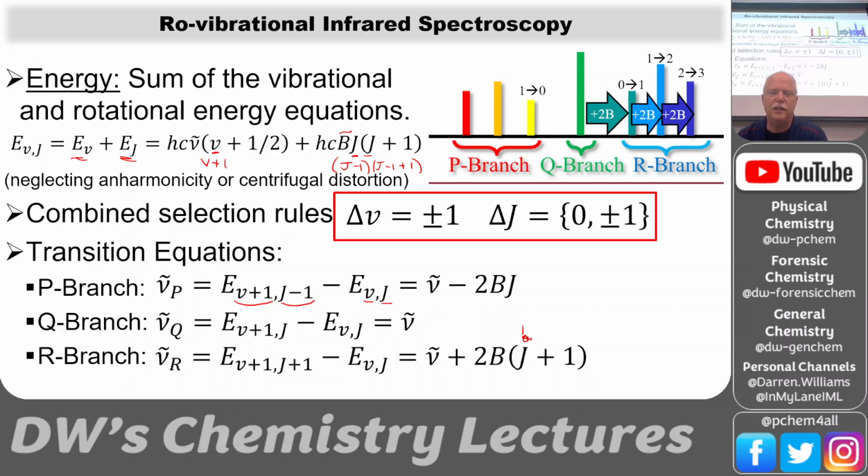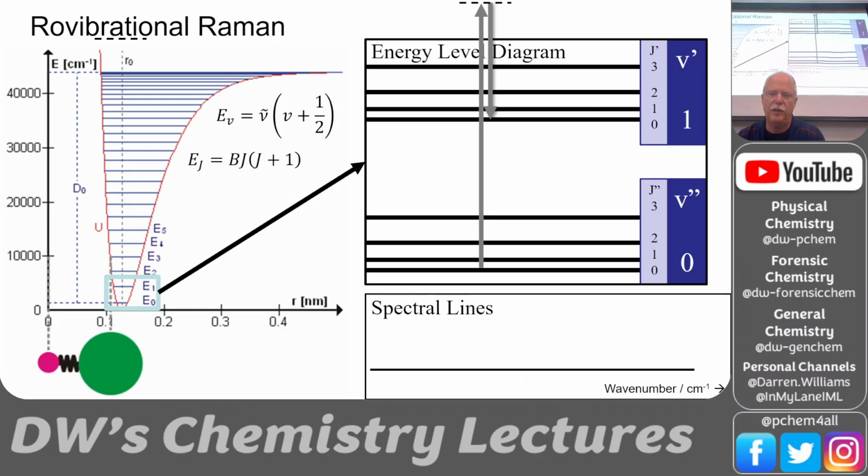If we go from 1 to 0, J starts out at 1. So we have the vibrational frequency minus 2B. And then if we subtract 2 of those, it's going to go down 4 B's, but that means there's a difference between the 1 to 0 and 2 to 1 peak of 2B. So we're going to have spacing of twice the rotational constant between all the rotational peaks.